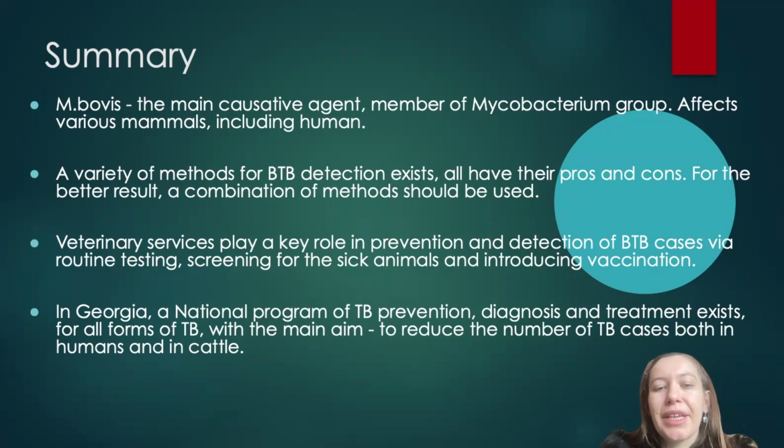Veterinary services play a key role in prevention and detection of bovine tuberculosis cases. This is accomplished through routine testing, screening for the sick animals, and introducing vaccination and proper hygiene standards and regulations. In Georgia, a national program for tuberculosis prevention exists. This program involves all forms of tuberculosis with the main aim to reduce the number of TB cases both in humans and in cattle and to prevent the further development of drug-resistant bacteria.